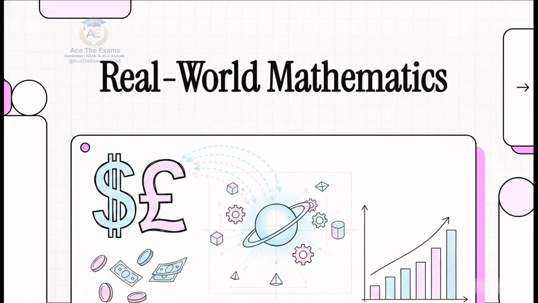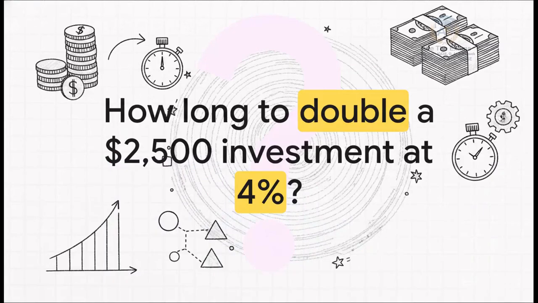Let's start with something we all care about, money. So imagine this. You've got $2,500 to invest, and you lock in a pretty solid 4% annual interest rate. You just leave it alone. The big question is, how long exactly is it going to take for that money to double to $5,000? It's a totally real-world scenario, but we don't have to guess or just wait around for decades to find out.